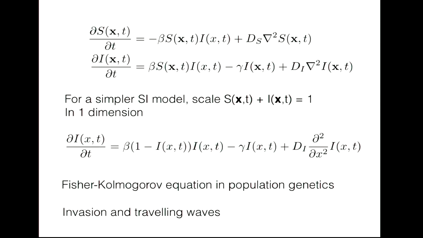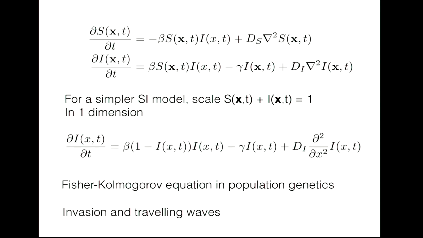I finally have only an I equation, which looks like this. And this is where the information about what happened to the S came in: S is now 1 minus I. So this is a simple partial differential equation. It's first derivative in time and two derivatives in space. It's nonlinear because I and I appear here.